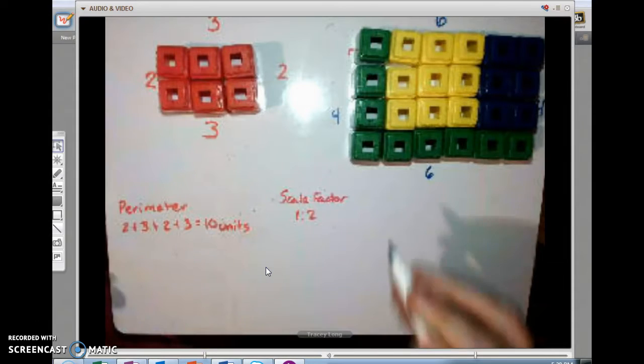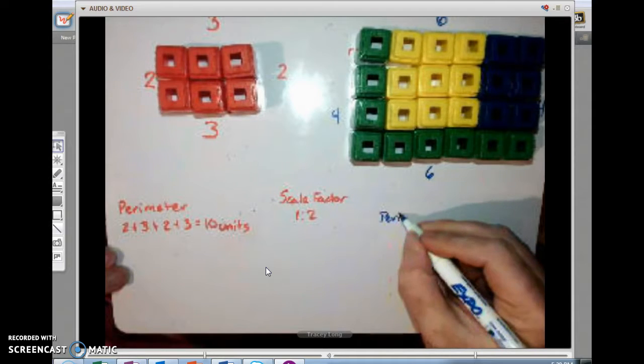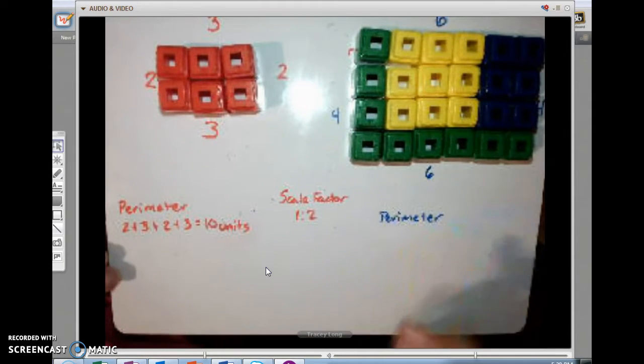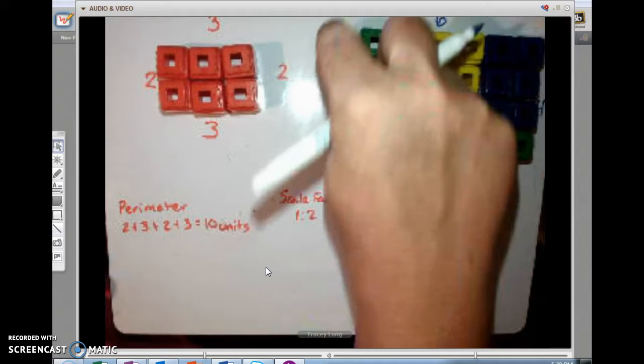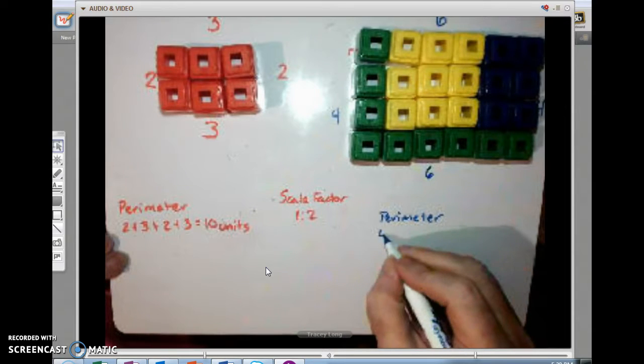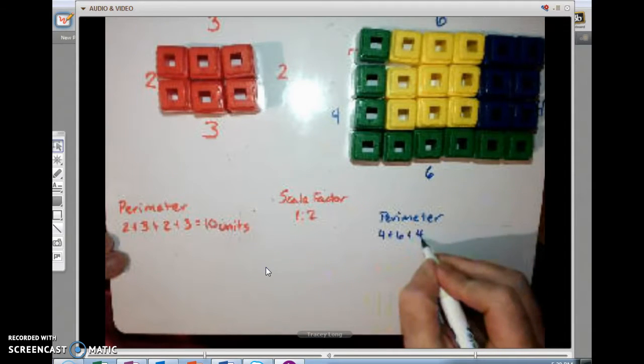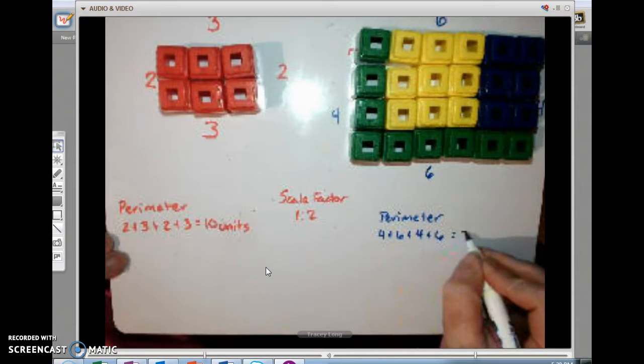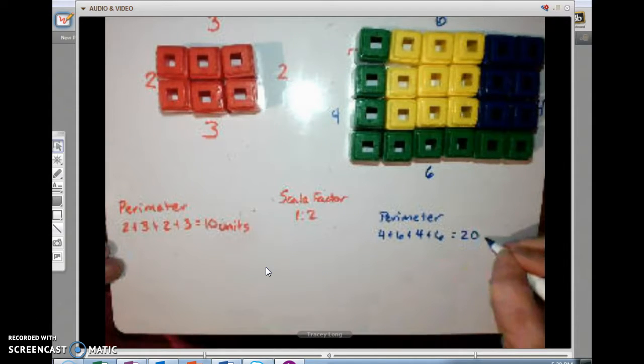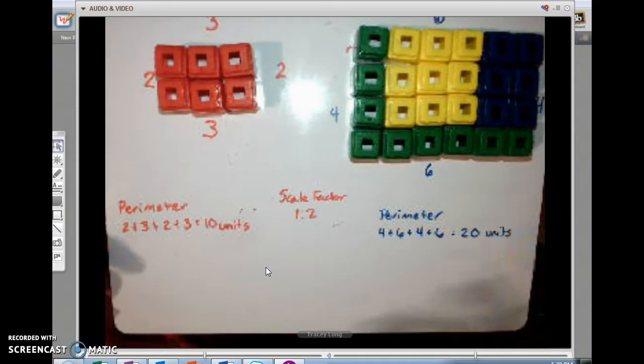This guy over here, the perimeter, or the distance around. And again, I'm going to do the exact same thing. I'm going to add up all four sides. So I get 4 plus 6 plus 4 plus 6. And when I do that, I get 20 units. Okay, everybody cool so far?